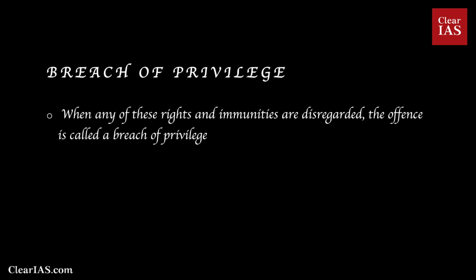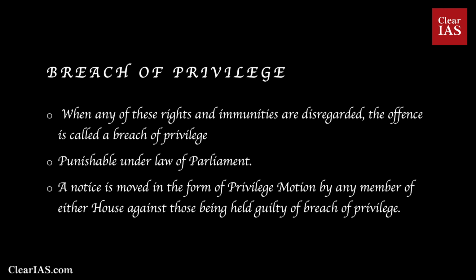Next is breach of privilege. When any of these rights and immunities are disregarded, the offence is called a breach of privilege and is punishable under the law of Parliament. A notice is moved in the form of a motion, that is, a privilege motion, by any member of either house against those being held guilty of breach of privilege.